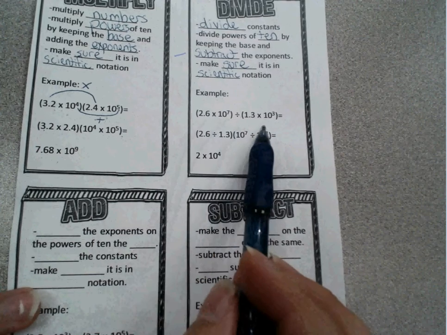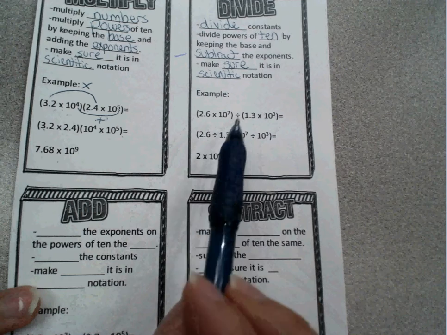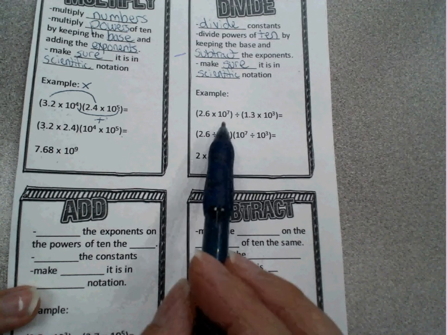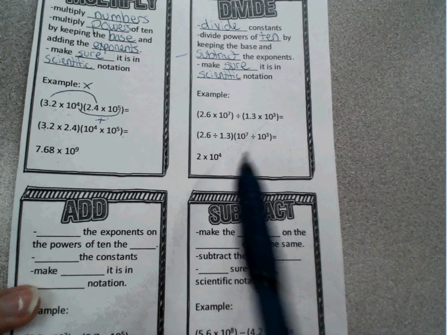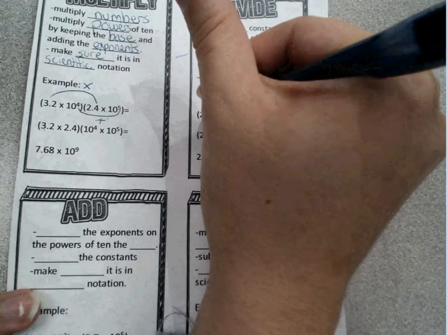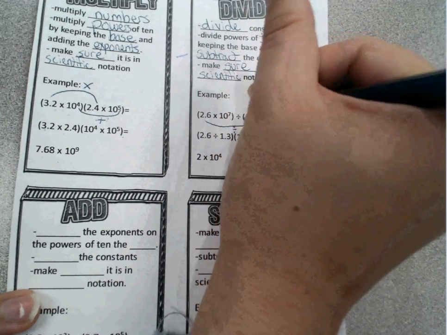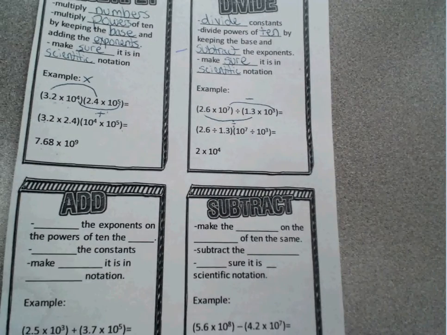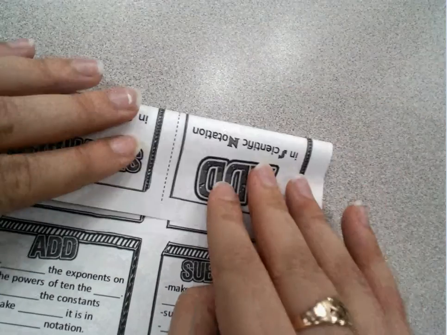All right, looking at this one, this divided by this, again just divide the numbers. So 2.6 divided by 1.3, we get 2. And then subtract the exponents: 7 minus 3, we get 4. Then just write it in scientific notation. So we divide those, and then we subtract the exponents. Divide and subtract.